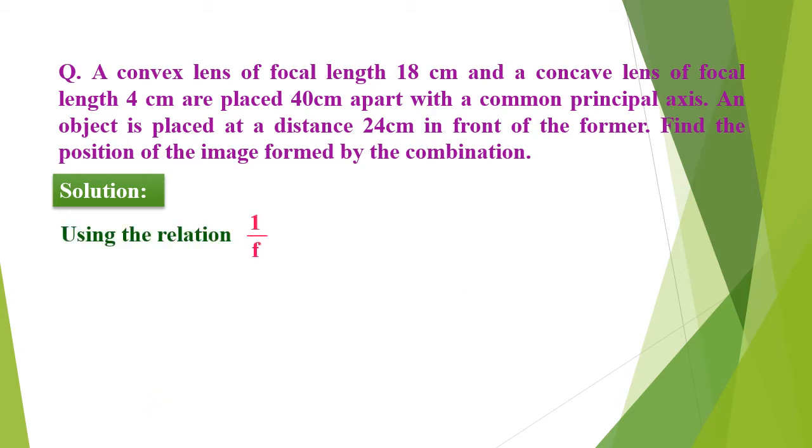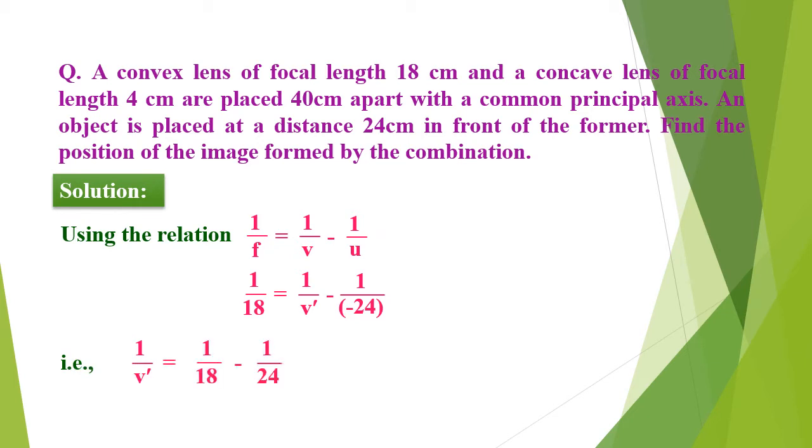Using the relation 1 by f is equal to 1 by v minus 1 by u, where v becomes v dash and f is 18, so 1 by 18 is equal to 1 by v dash minus 1 by minus 24. By the sign convention, u is negative here. That is, 1 by v dash is equal to 1 by 18 minus 1 by 24. By simplifying this, we get 1 by 72. This gives the answer v dash is equal to 72 centimeter.